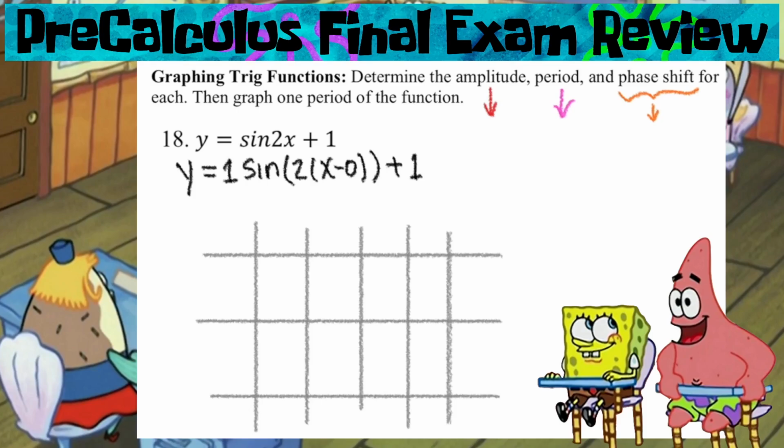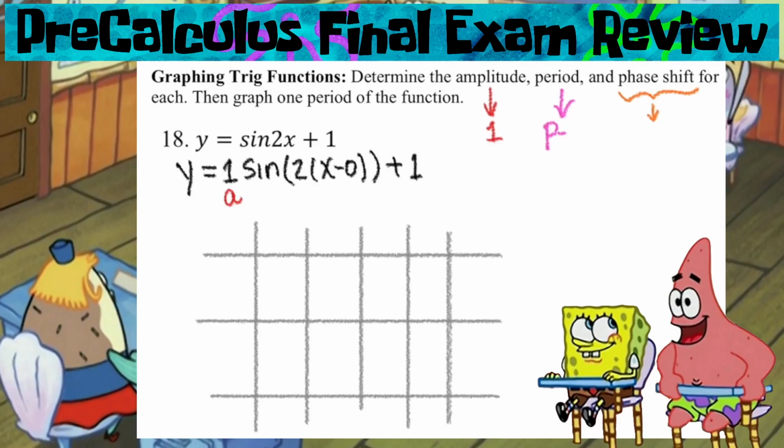So the first thing I did before we even get started is I rewrote this problem to really highlight and indicate what A, B, H, and K are. So A over here is 1, and the absolute value of 1 is the amplitude. So the amplitude or vertical stretch is 1, so basically it is standard.